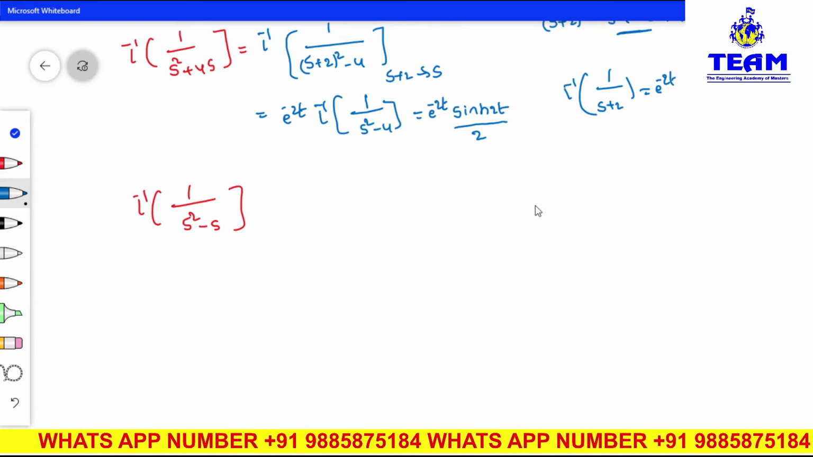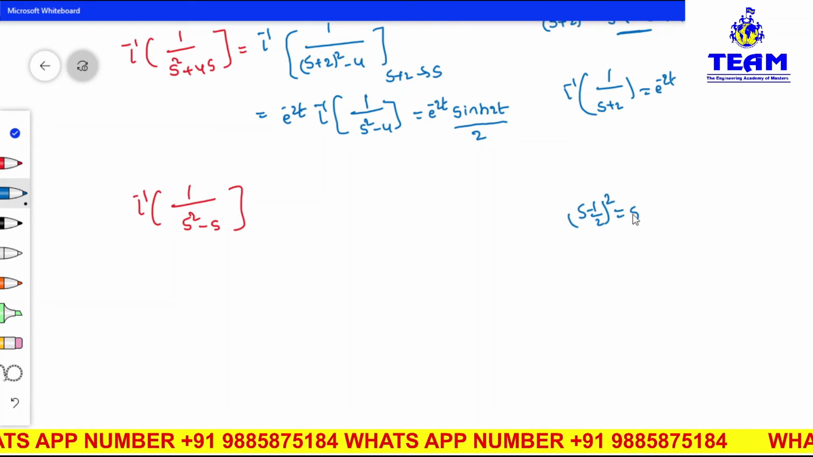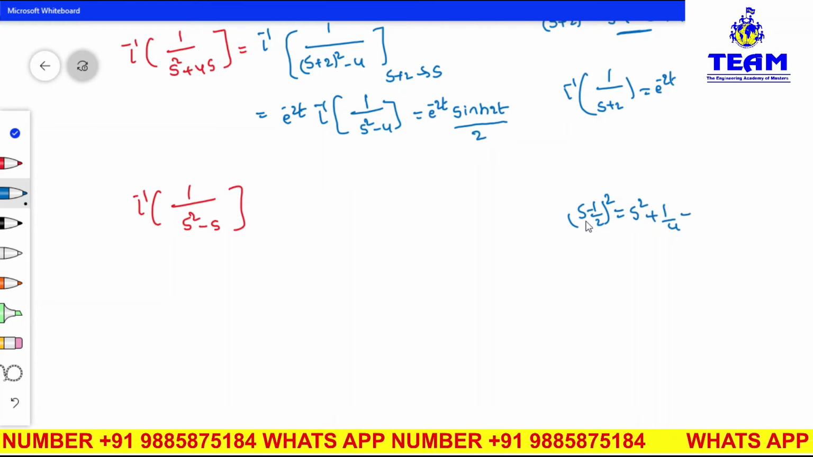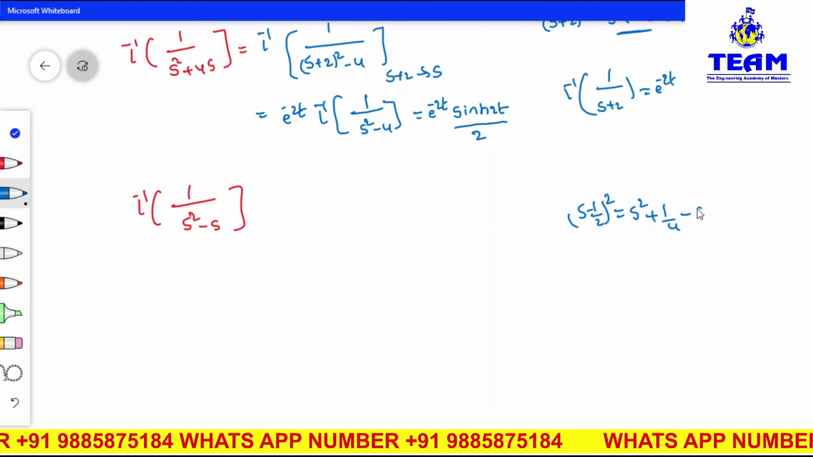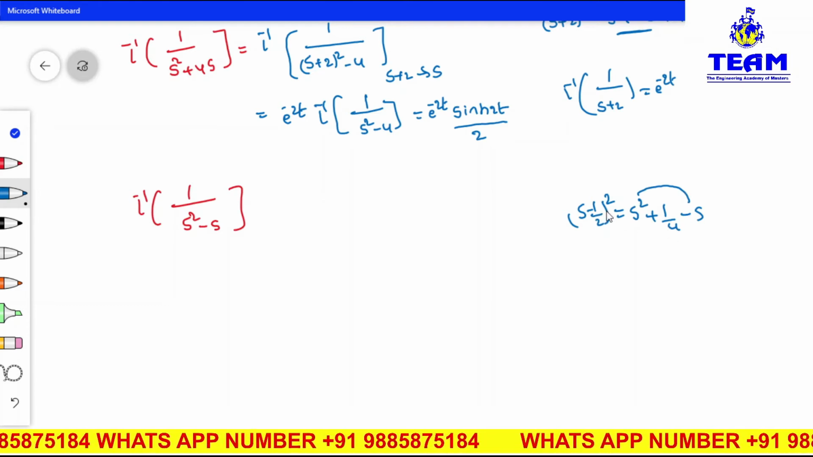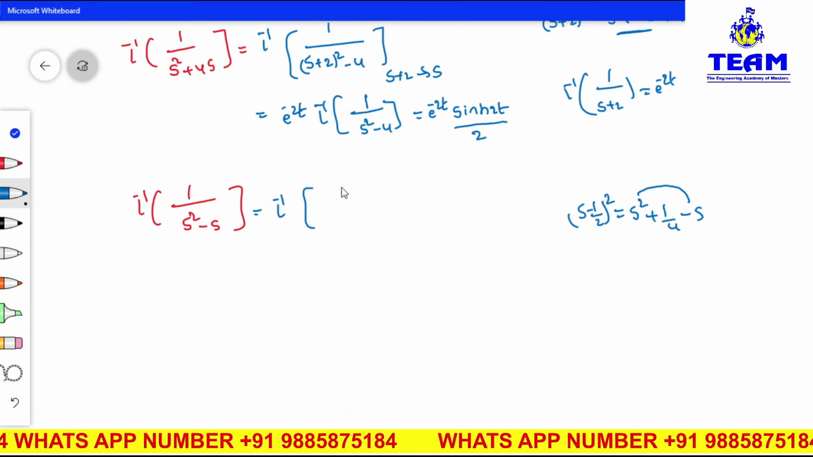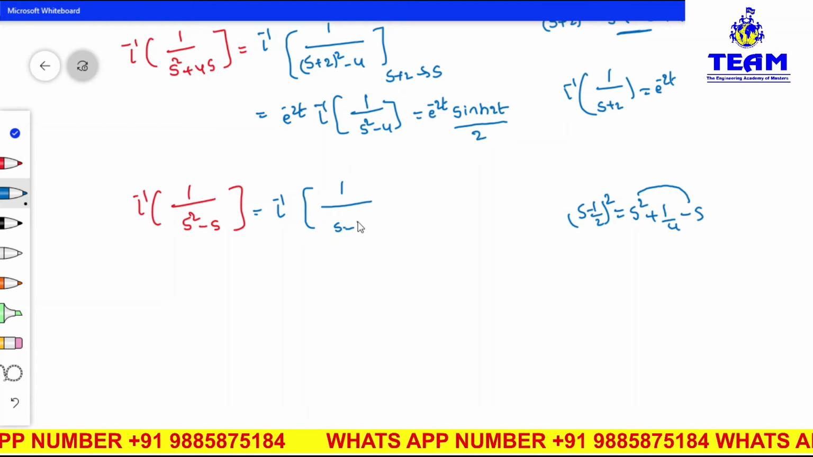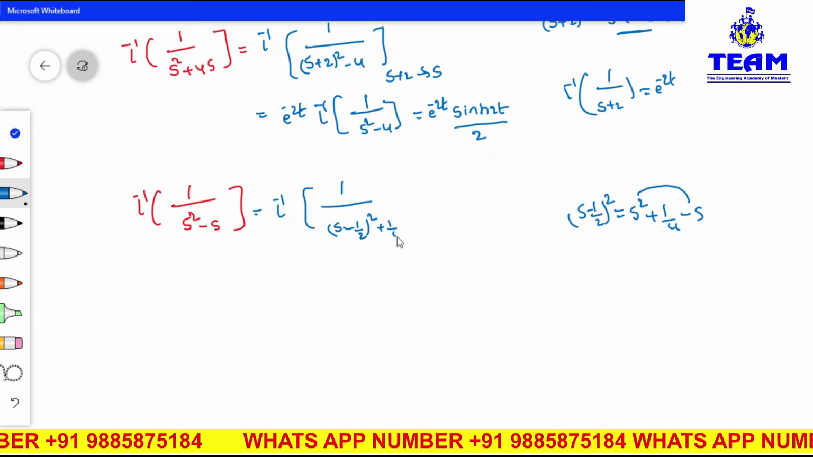So here you have to write (s minus 1 by 2) whole square. What is (s minus 1 by 2) whole square? s square plus 1 by 4 minus 2 times 1 by 2 s; the 1 by 2 and 2 get cancelled, then you will have s. Now I want only s square minus s. So what can I get? (s minus 1 by 2) whole square minus 1 by 4. This is L inverse of 1 divided by (s minus 1 by 2) whole square plus 1 by 4.